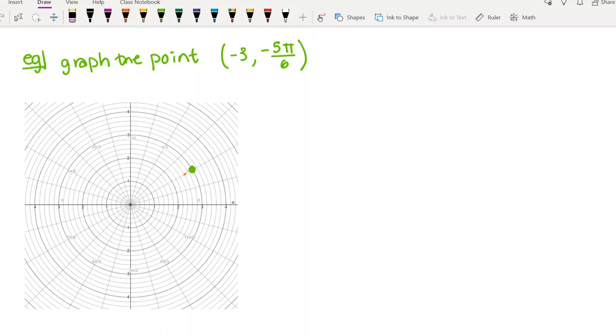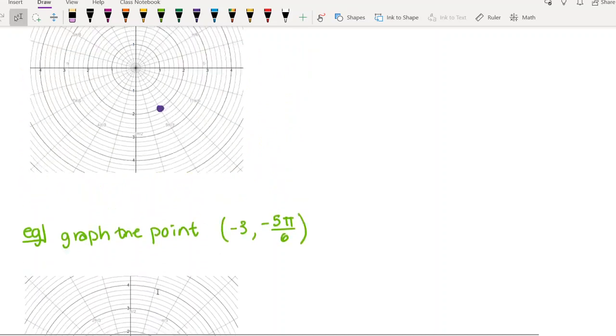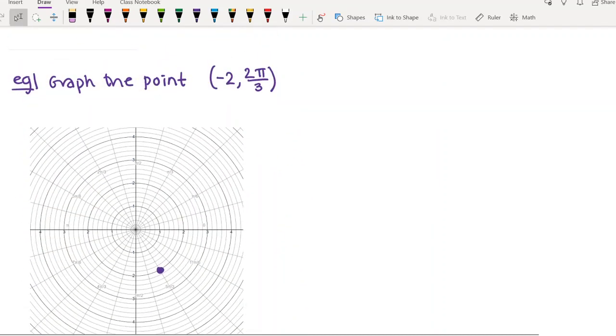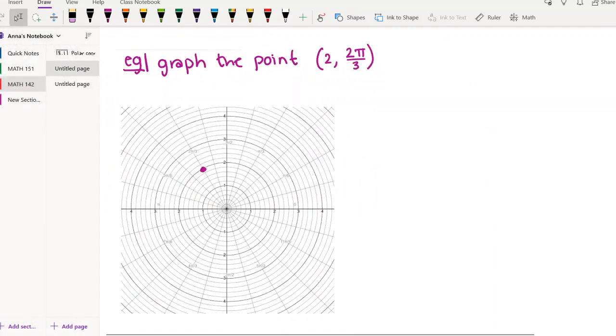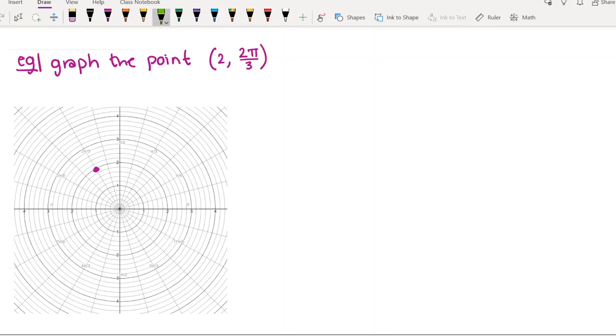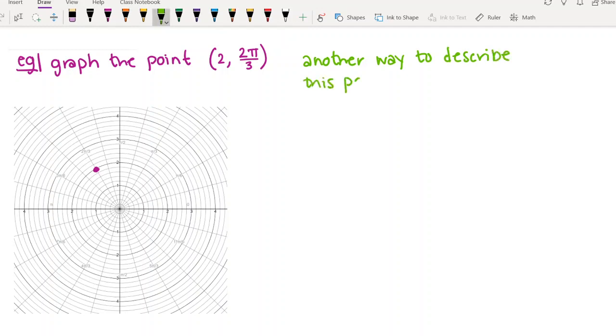So the next thing I want to do is basically go back through all of the points that we graphed and write down a couple of other different ways to represent that same point. So another way to describe this point. And I guess we're going to do two ways for each of them, but whatever. So how else could we describe this point?